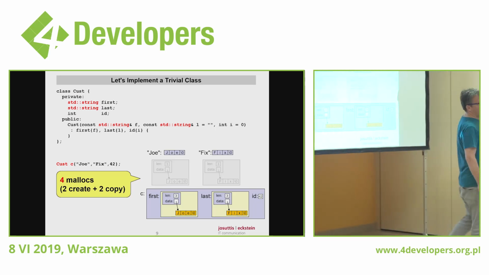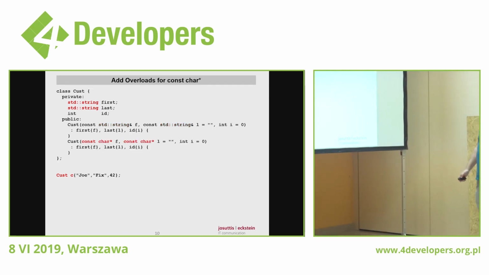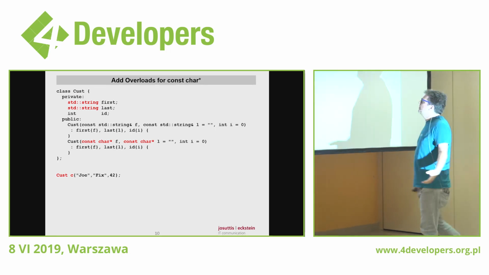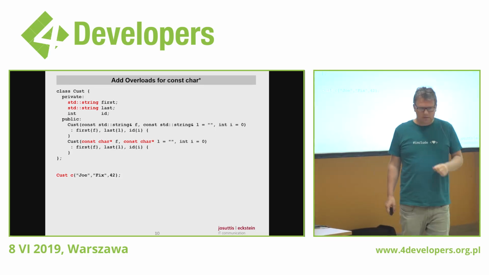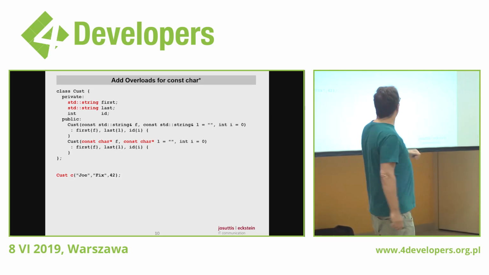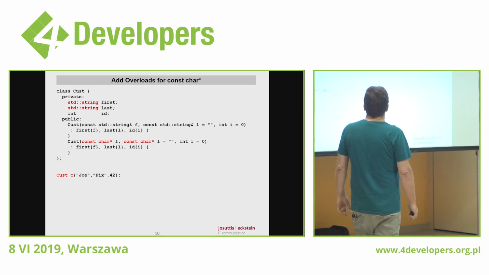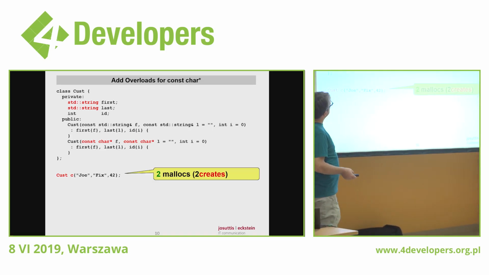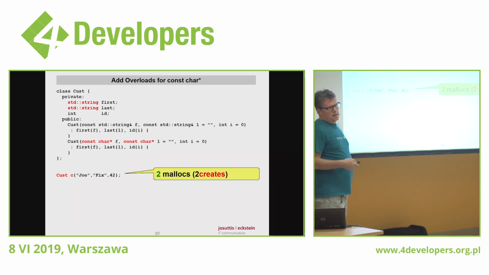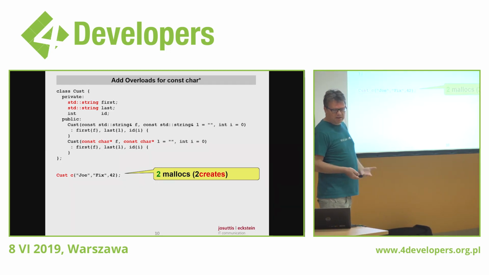That doesn't look perfect. So let's do better. First thing to make it better, well, why convert to string, just overload for character star? Because we pass a string literal. And yes, indeed, this is just 2 mallocs because we initialize the members first and last just by the passed pointers to an array of characters.